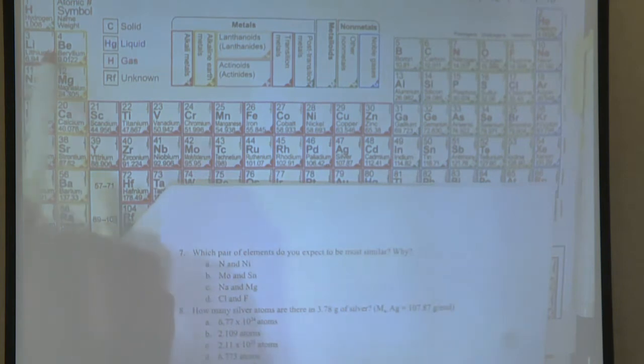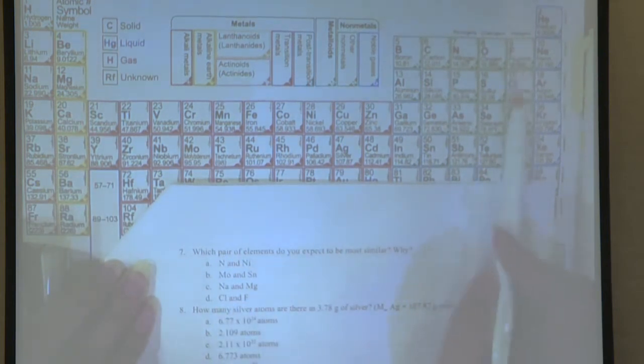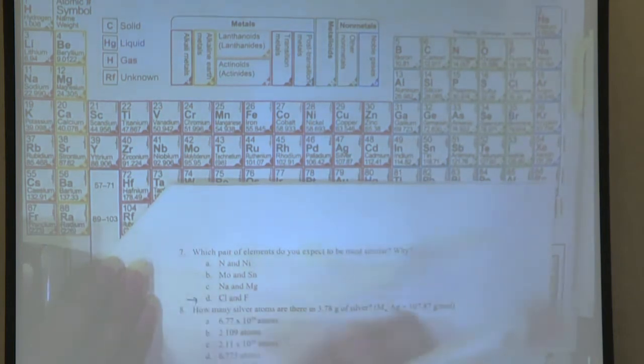Sodium and magnesium, these are also pretty similar, right? They're both metals, but they're not in the same column. Finally, these are my halogens, chlorine and fluorine. These behave very similarly. Anything in the same column is going to have very similar attributes. So the answer here is going to be D.